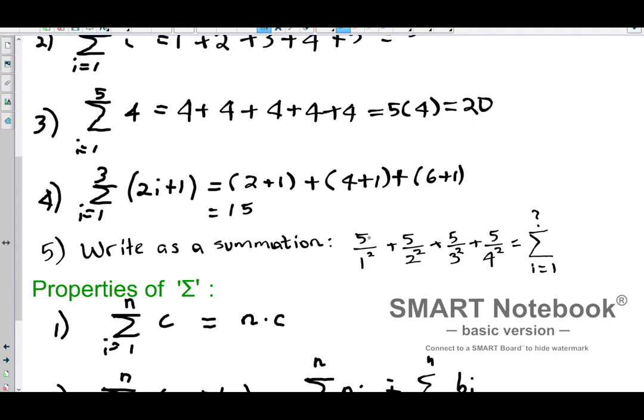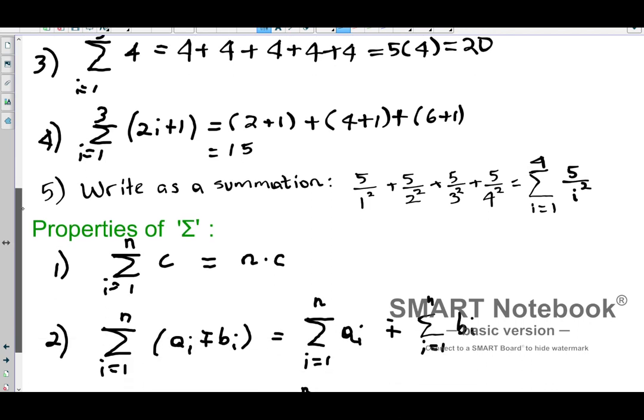First of all, the top number 5 doesn't change, so I can just put a 5. On the bottom, you're going from 1 squared to 2 squared to 3 squared to 4 squared. That is your variable, and the pattern there is i squared, right? i squared, where i goes from 1 to where? You keep incrementing by 1, the upper limit is 4. So this is how you would represent that summation with the compact sigma. Summation as i goes from 1 to 4 of 5 over i squared.